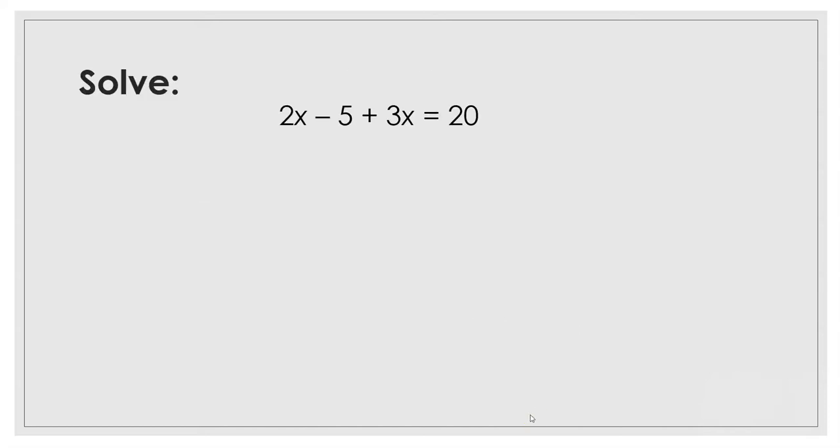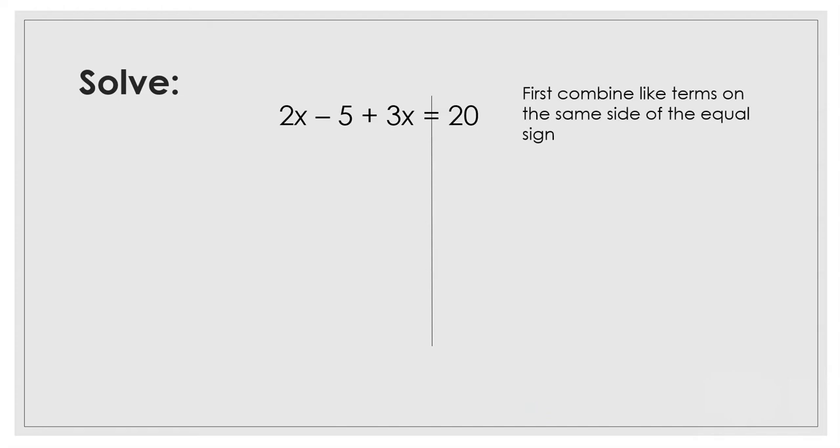Okay, so let's take a look at an example. So this one is 2x minus 5 plus 3x equals 20. The way I like to start when I'm solving equations is to draw myself a line down the equal sign, and then that helps me to separate the left side from the right. The first step when you're solving is to try to simplify as much as you can on one side or the other. So on the left side, I see that I have like terms that I can combine. So I'm going to do that first.